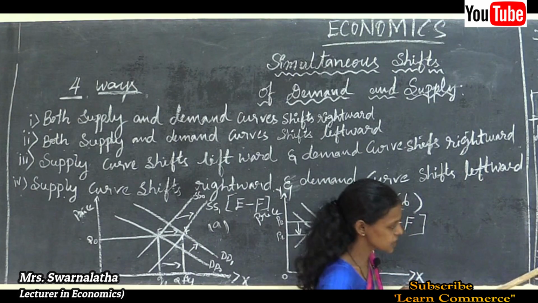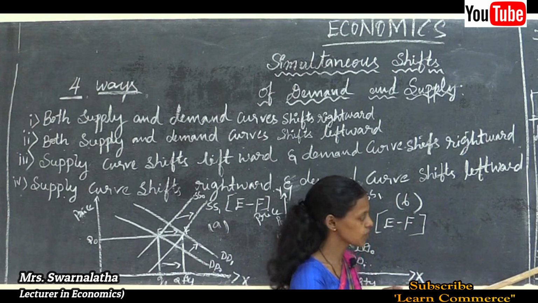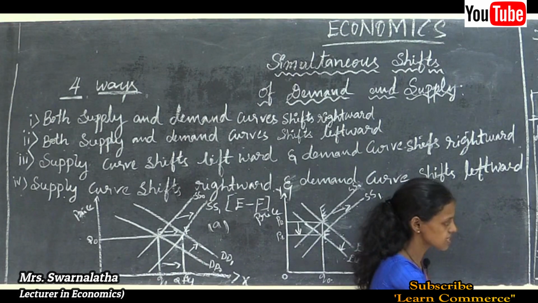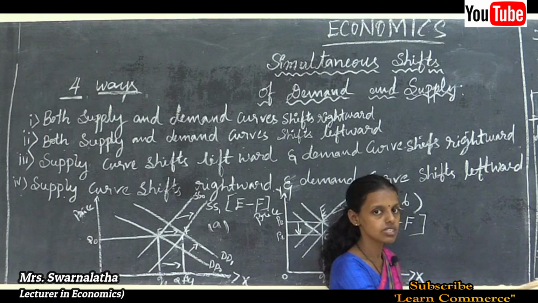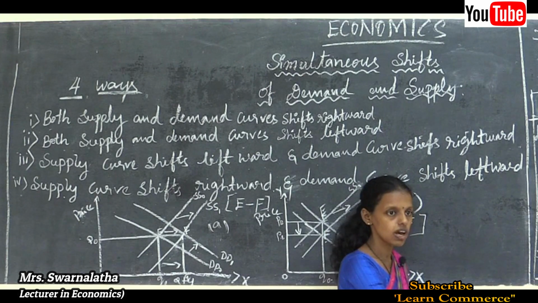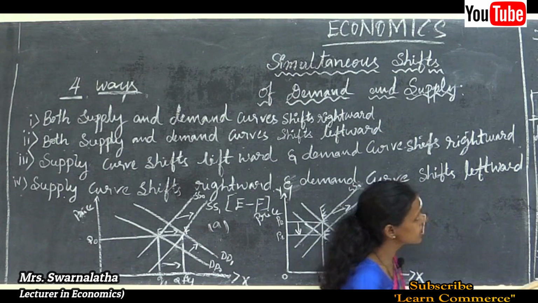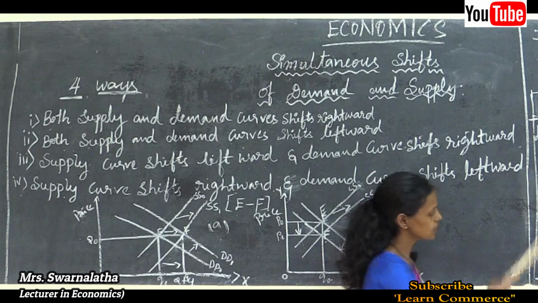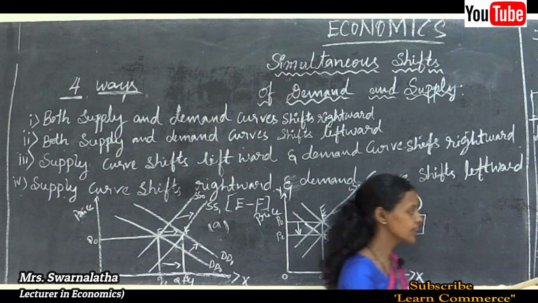So the fourth possible way to the equilibrium is when the price increases. When the price increases, quantity may increase, decrease or remain unchanged. Production may increase, decrease or stay as it is. But the supply curve shifts to the leftward, so when the price increases, supply decreases.